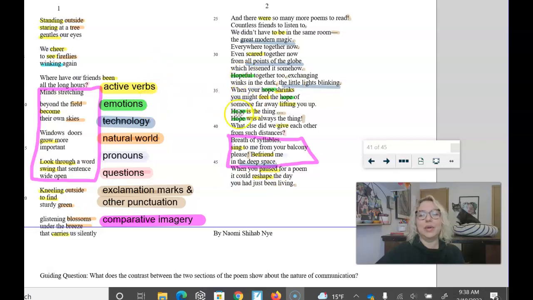Emotions. I didn't get anywhere with that. I just found hope. Did you guys find anything besides hope for emotions? Maybe you did. You can let me know. Technology references. I've got those here. No technology references in the first part. Natural world, a lot of natural world references in the first part. I didn't find any in the second part. Unless you're going to count deep space, which seems to me more related to technology than the natural world.